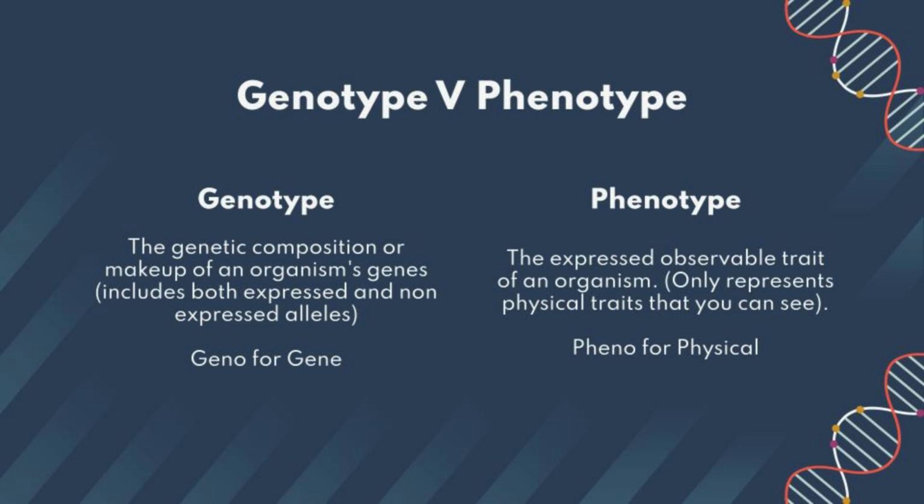All right, genotype versus phenotype. So when we are talking about genetics and heredity, we're going to talk about genotype and phenotype. Genotype is your genetic composition, so gene type, right? Phenotype are your observable or physical traits. So pheno, physical. That's how you can remember this.